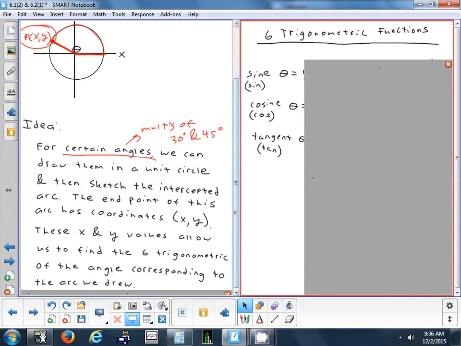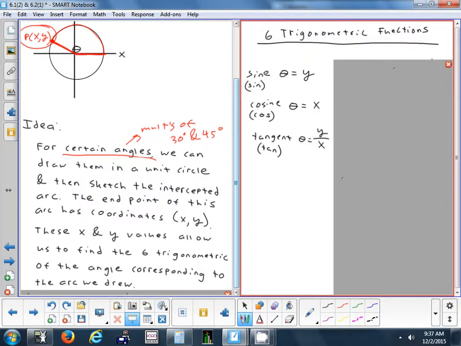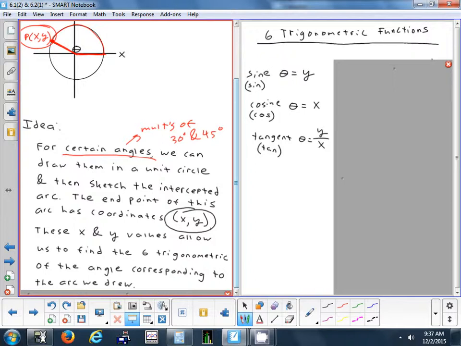And as long as you have the coordinate, if you want to know the sine of an angle, all you need is the y value of that coordinate. That's a definition. If you want to know the sine, you write the y value. If you want to know the cosine of this angle, as long as you know its endpoint, it's the x value. And if you wanted to know the tangent of this angle, you need both. You take the y value and you divide by the x value.